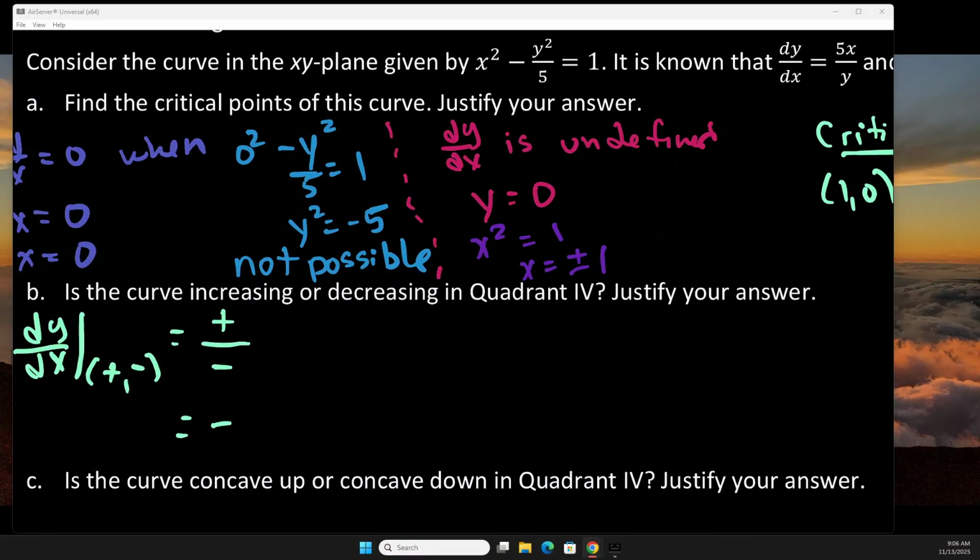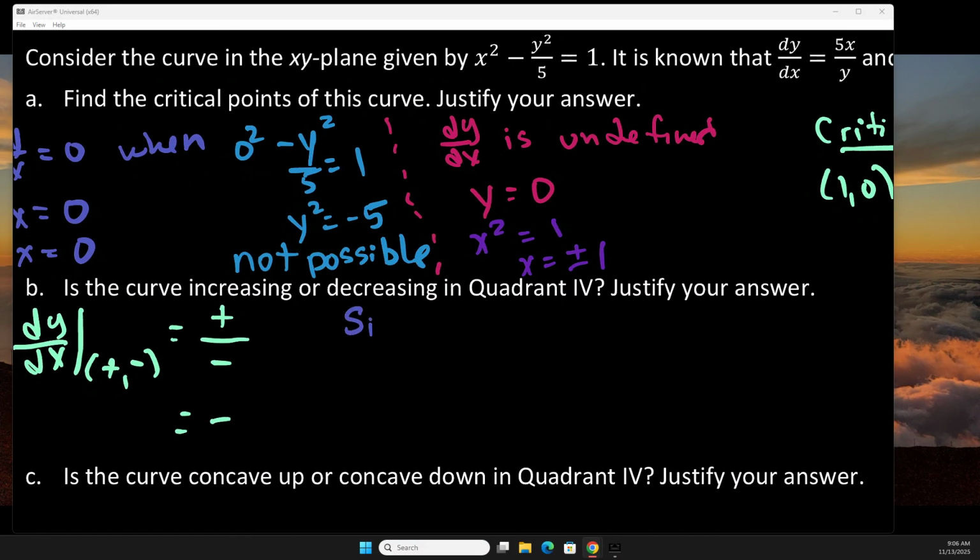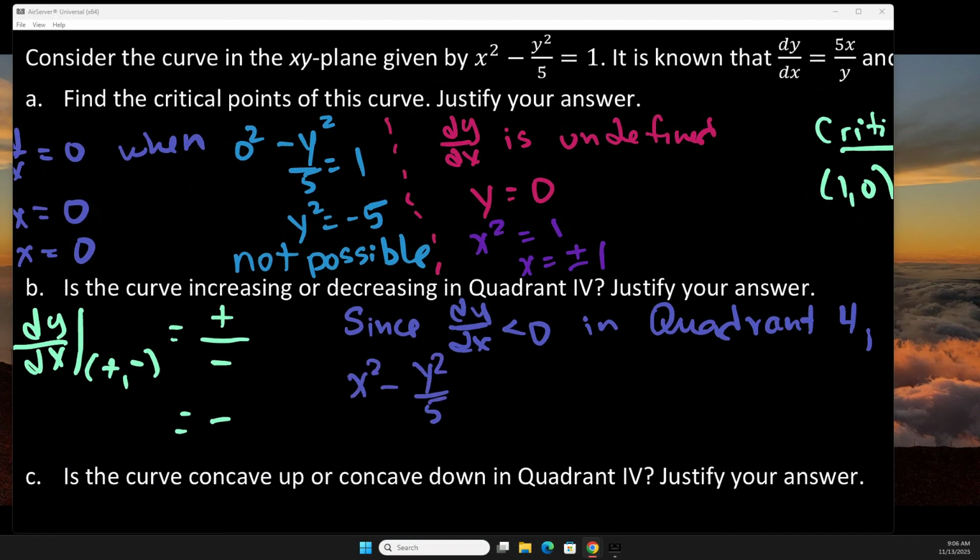And then it tells you to justify your answer. We're going to have to use some definitions. When we justify in calculus, we always have to use calculus. So that means we have to talk about derivatives. So I would say something like, since dy over dx is less than 0 in quadrant 4, and then you can say the curve, or you could go back and use the actual equation for the curve, if you have it.